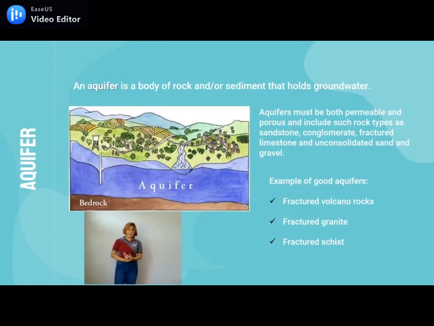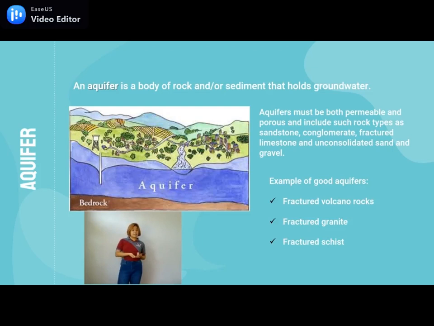Next topic is aquifers. An aquifer is a body of rock and or sediment that holds groundwater. An aquifer must be both permeable and porous and include such rock types as sandstone, conglomerate, fractured limestone, and unconsolidated sand and gravel. We can say that an aquifer is a container of water. The water contained in an aquifer can easily move, and it can easily transfer from one place to another.